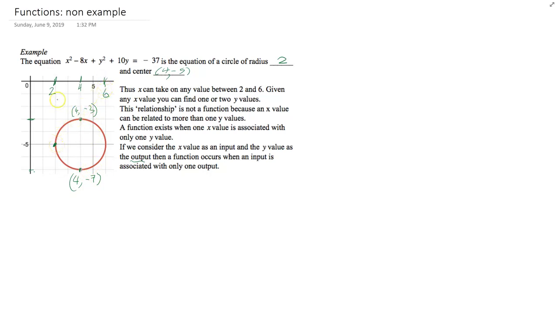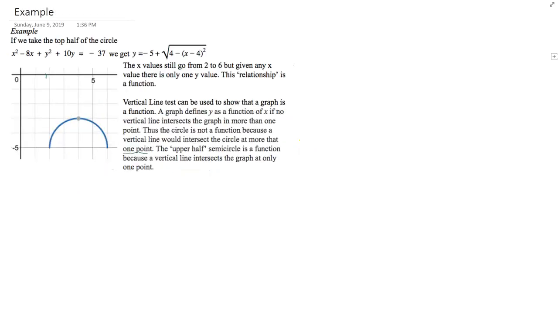Right, so we can have one x value to one y value, like 2 and negative 5, and an x value to more than one y value. That is why this is not a function. Right? A function exists only when one x value is related to one y value. If x is called the input and y is called the output in a relation, then a function occurs when an input is associated with only one output.